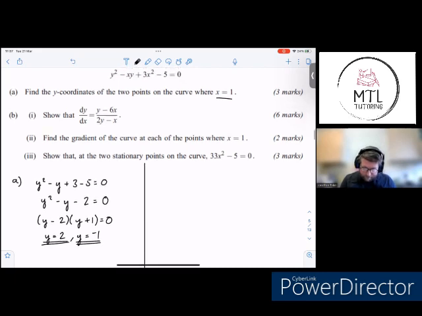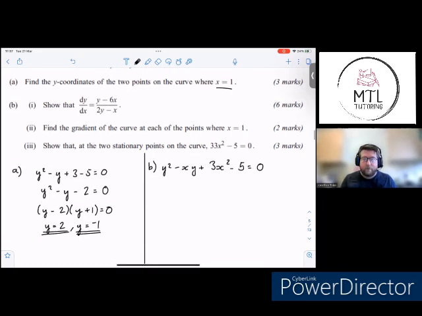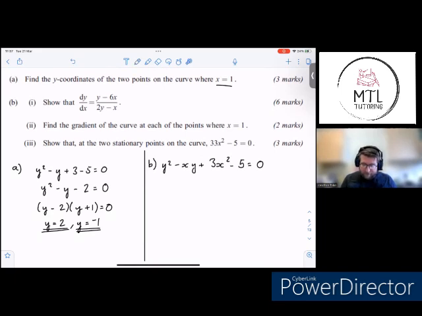So for this, I'm going to copy out the equation. Because there's x's and y's all mixed up, in order to differentiate this, we need to use implicit differentiation. So starting at the left-hand side, we just differentiate, and wherever there's a y, we just differentiate normally, but put a dy by dx there.